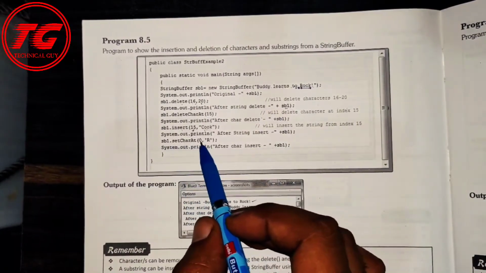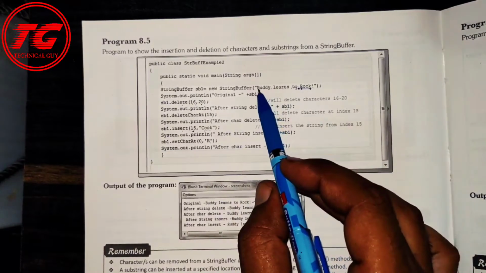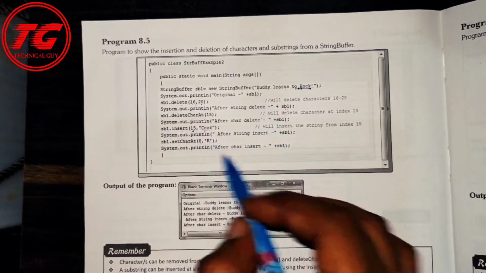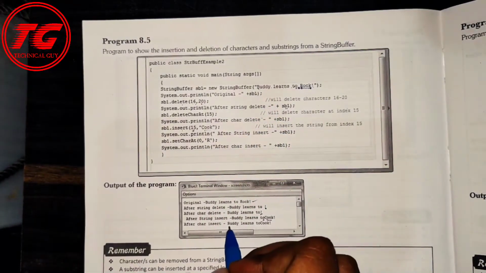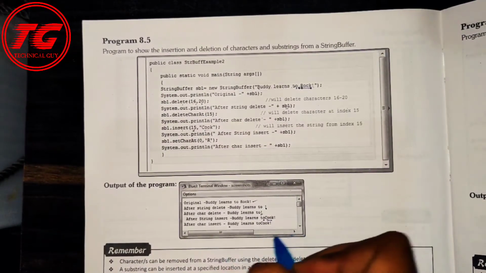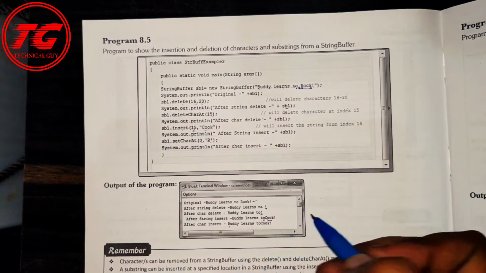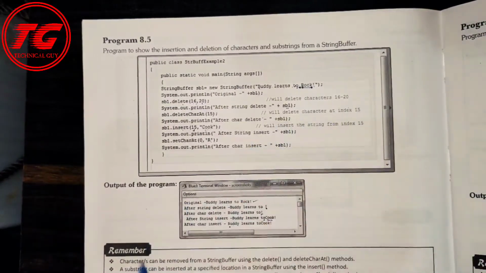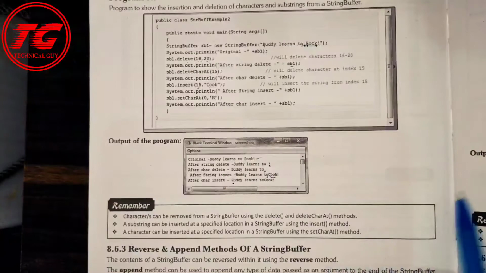Here we have the setCharAt 0, R. Already at the 0 position it is B, and after this we will see it is R. Already it was buddy, but now it is ready, learns to cook. So these are the methods which we apply on string buffer.